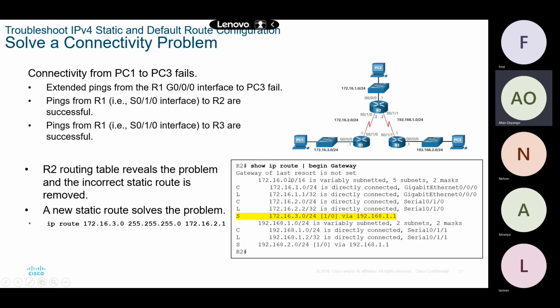Now, it is important to note that problems like this will always happen, and you, the network administrator, need to be very keen, because it's only through keenness that you will be able to identify some of these problems in our network. For example, we are doing an extended ping from R1 G0/0 to PC3, and it fails. So we cannot ping from R1 G0/0 to PC3, but pings from R1 S0/0 work. So let me just show you that.